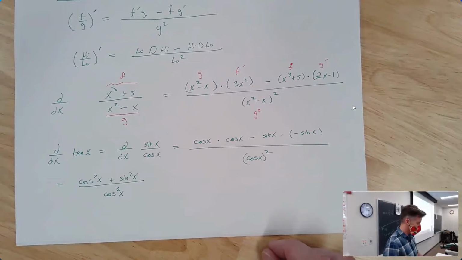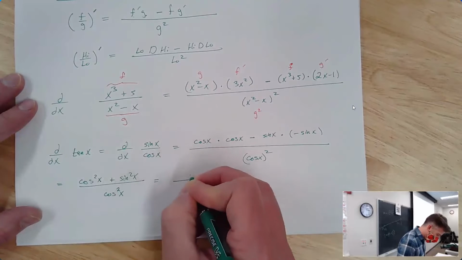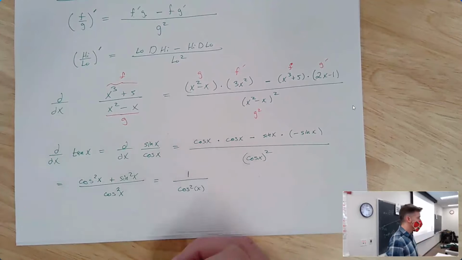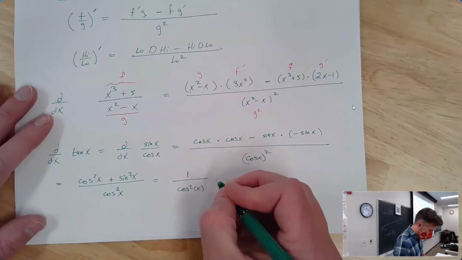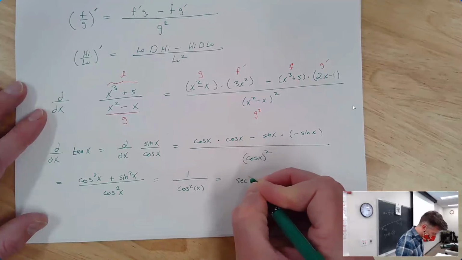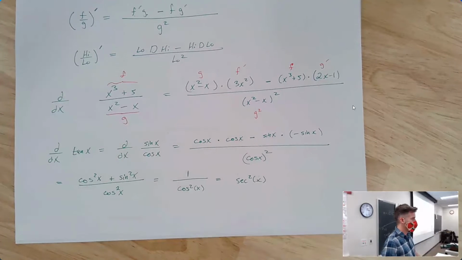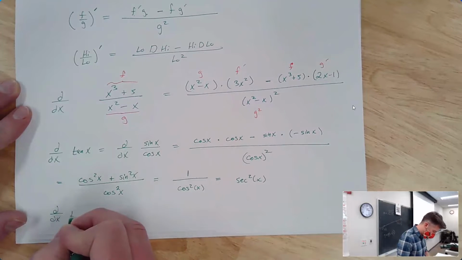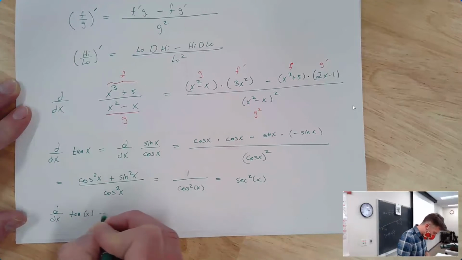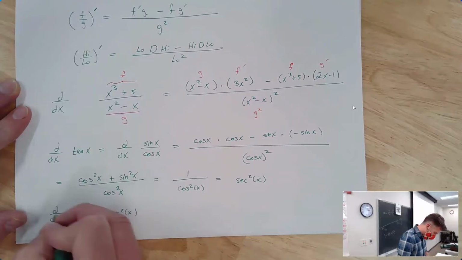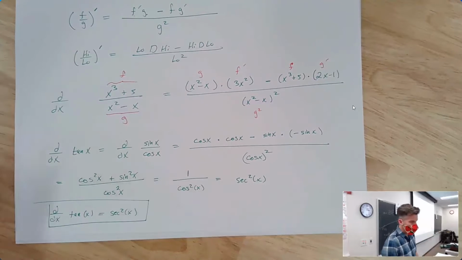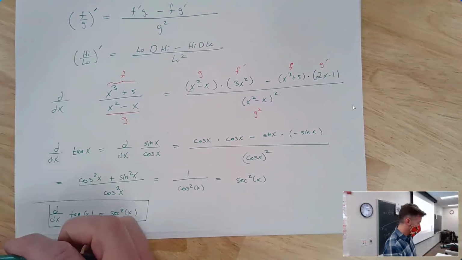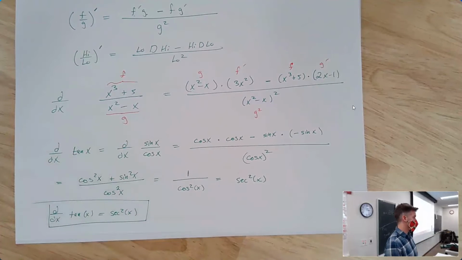Cosine squared x plus sine squared x is always equal to 1. And 1 over cosine of x is secant of x. So 1 over cosine squared x is secant squared of x. So the derivative of tangent is most commonly expressed as secant squared x. And next time we'll talk about the other ones. But you could find them all in the same sort of way.